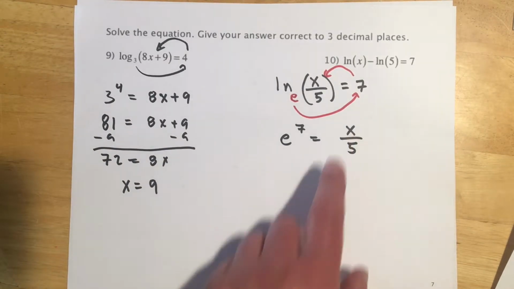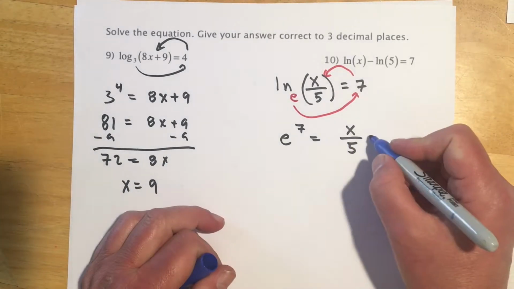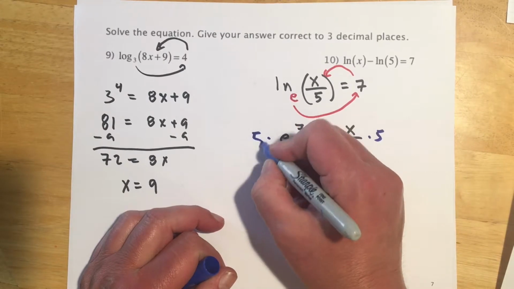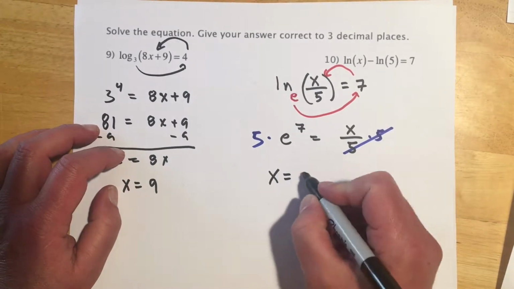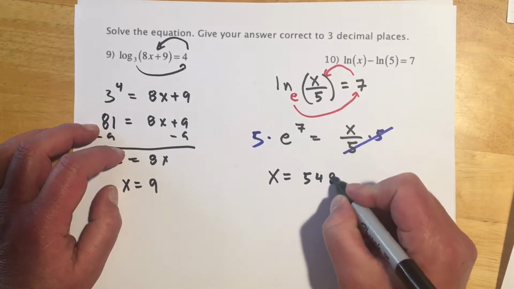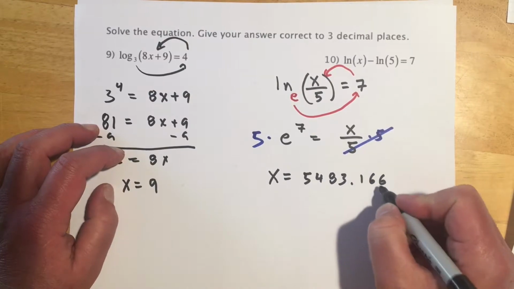And then we're trying to get x by itself. So I will multiply both sides by 5. And then just throw that in a calculator. And when I did that, I got x to be 5483.166.